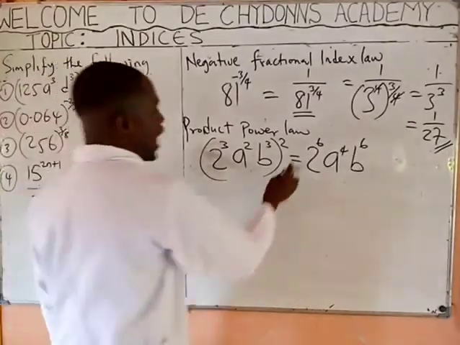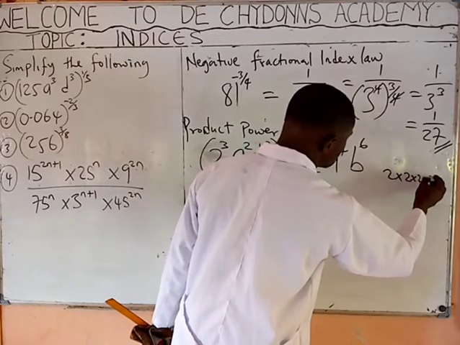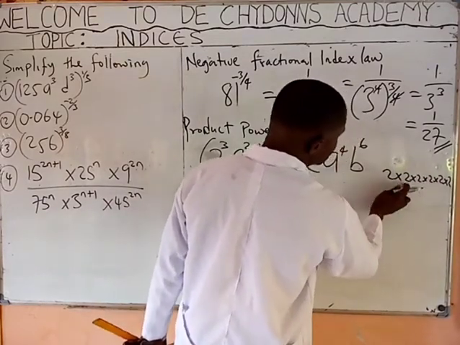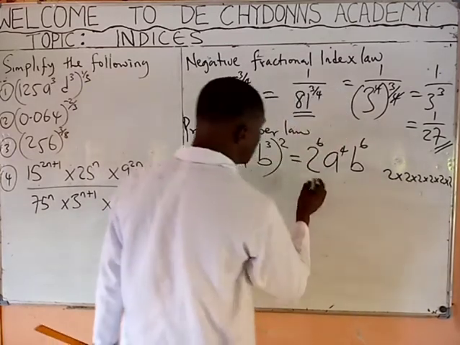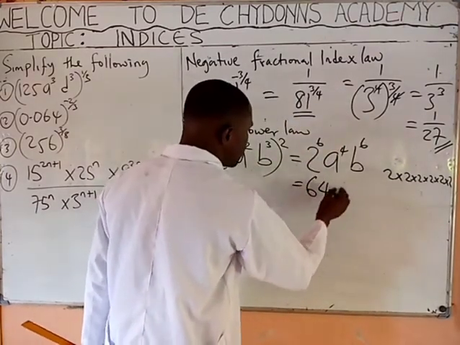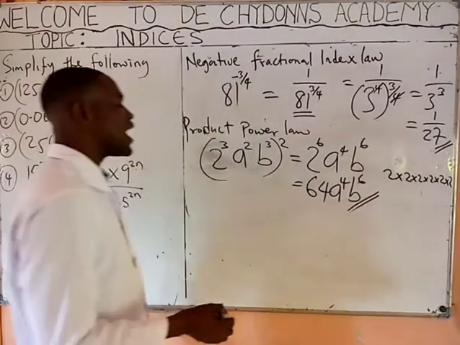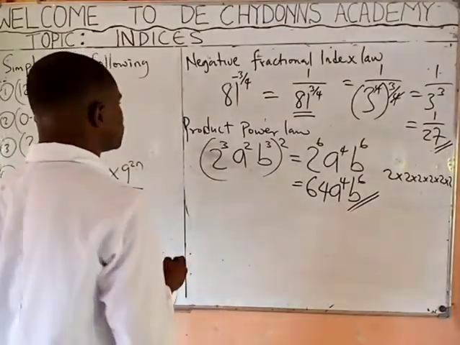Okay? And 2 raised to the power of 6 means 2 times 2 times 2 times 2 times 2 times 2, 1, 2, 3, 4, 5, 6. 2 times 2, 4. 4 times 2, 8. 8 times 2, 16. 16 times 2 is 32. 32 times 2 is 64. You write 64, a raised to the power of 4, b raised to the power of 6. That is the final answer. Product power law.